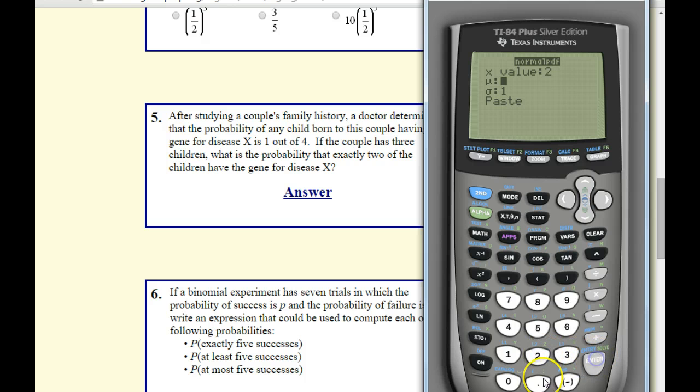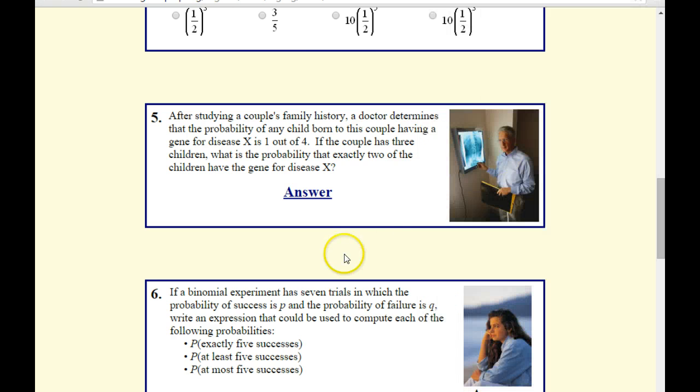Out of 2 kids, 0.25, 0. Well, the chance that one of your 2 kids has it is only 9%, so it's... All right, moving on.